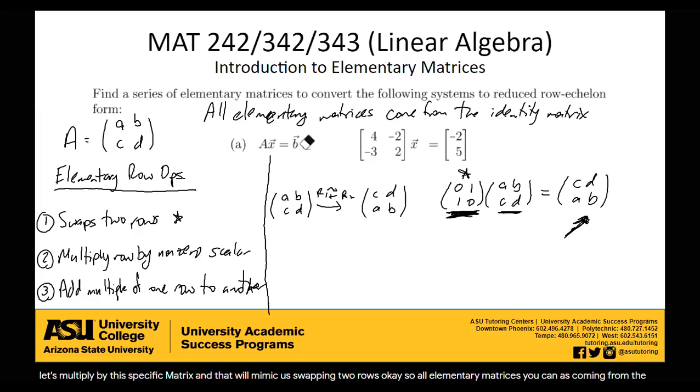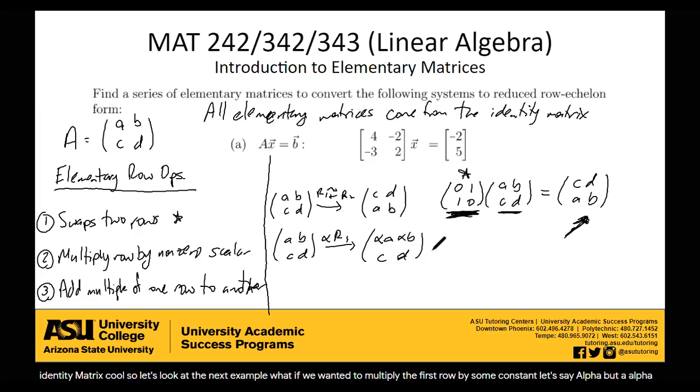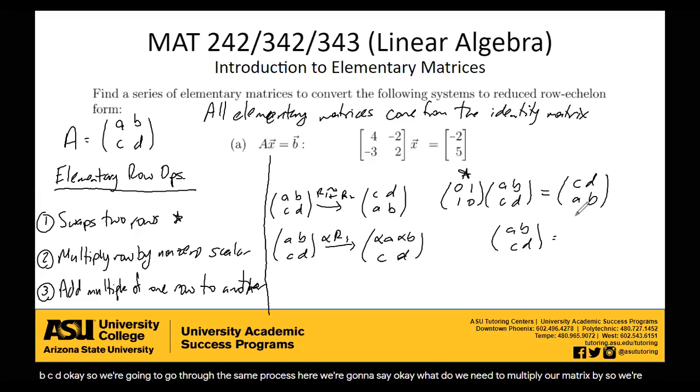Cool. So let's look at the next example. What if we wanted to multiply the first row by some constant, let's say alpha? We want to multiply the first row by alpha. We have alpha A, alpha B, C, D. We're going to go through the same process here. What do we need to multiply our matrix by? We're starting with the matrix A, B, C, D. What do we need to multiply by so that we get alpha A, alpha B, C, and D?